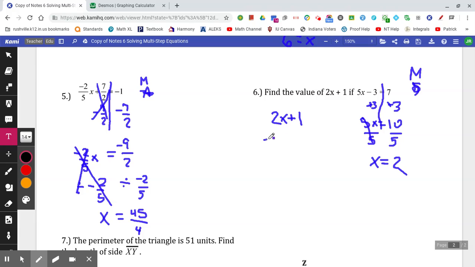So now we're going to replace x with 2 and evaluate. So 2 times 2 would give me 4, and then 1 more than that would give me 5. So this is a conditional. Solve the equation first, and then plug it into the expression to figure out what that would be equivalent to.